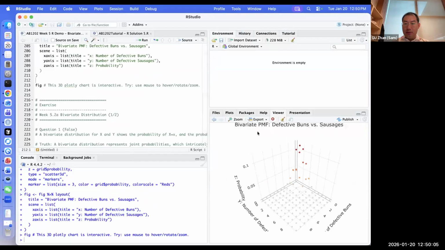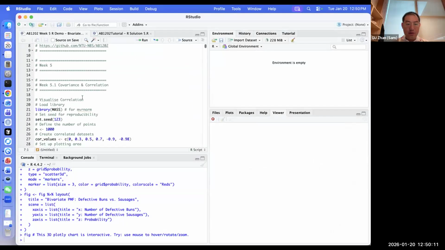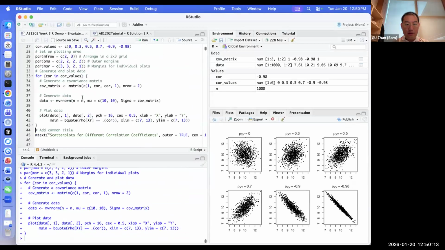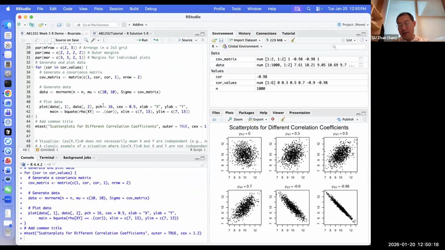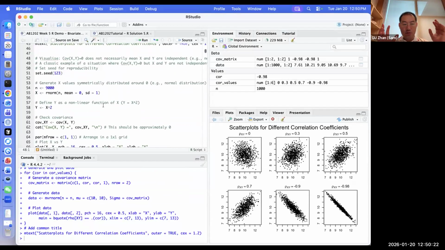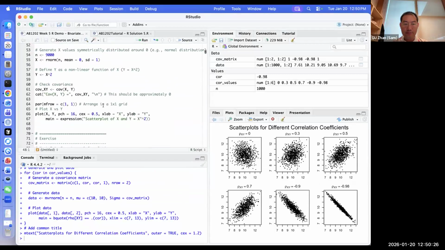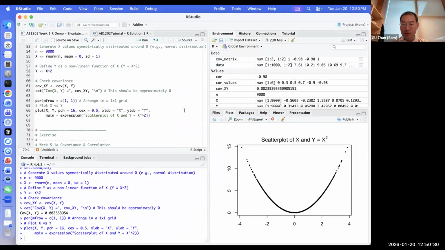Okay, so let me clear my R working space. Let's go to the very beginning. Covariance and correlation. I think let's get a review of it. You are not required to really understand the code at the script level. This is just for visualization purpose.